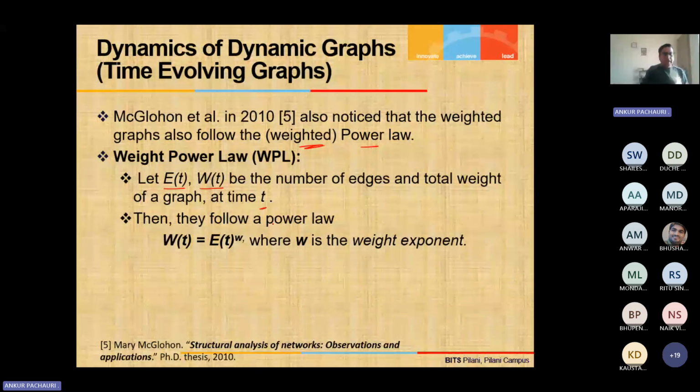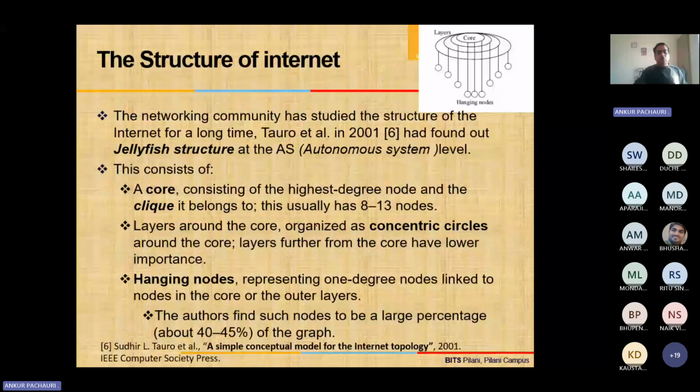And he observed that the weight of the graph was also increasing in terms of power law. So they also follow the power law, and he called it a weighted power law.